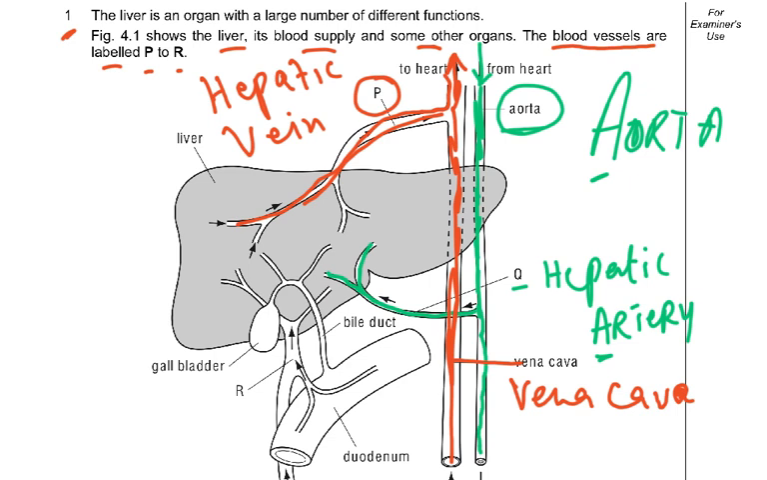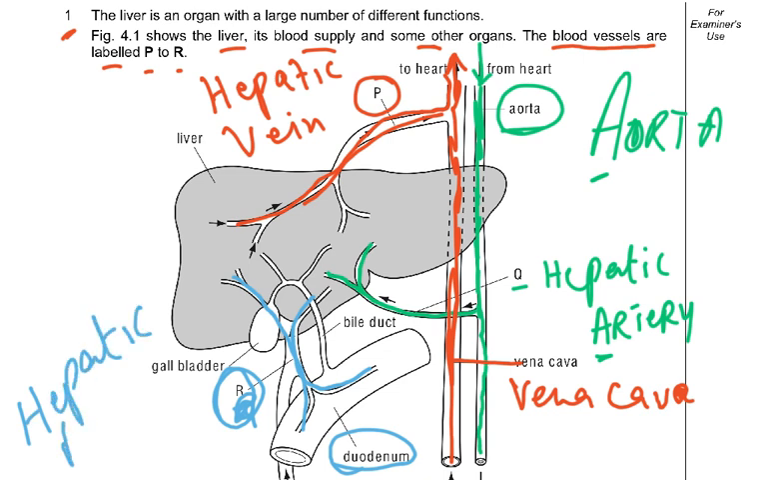So now what we had to say is that the figure shows the liver and its blood supply, and there's the gallbladder, and then there is a vessel R here. Now this vessel R is connecting the duodenum, which is the small intestine, to the liver. Now you know which vessel connects that: the hepatic portal vein. The hepatic portal vein connects the small intestine to the liver, carrying all the absorbed nutrients which you have had in your meal.